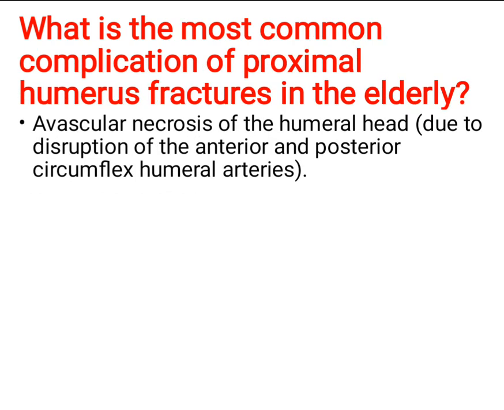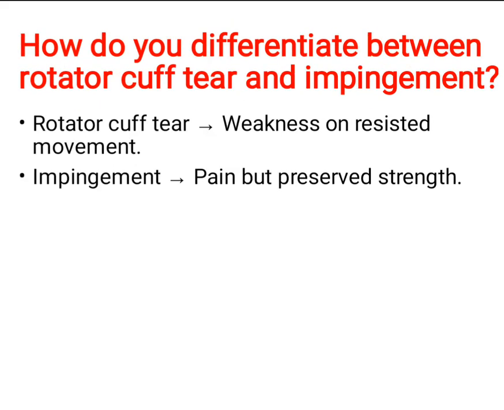23. What is the most common complication of proximal humerus fractures in the elderly? Avascular necrosis of the humeral head due to disruption of the anterior and posterior circumflex humeral arteries. 24. Which imaging modality is best for detecting a rotator cuff tear? MRI, best for soft tissue evaluation. 25. How do you differentiate between rotator cuff tear and impingement? Rotator cuff tear: weakness on resisted movement. Impingement: pain but preserved strength.